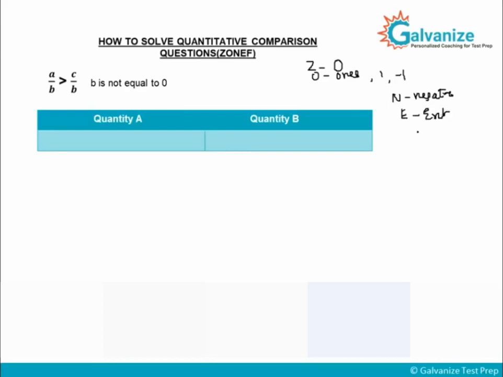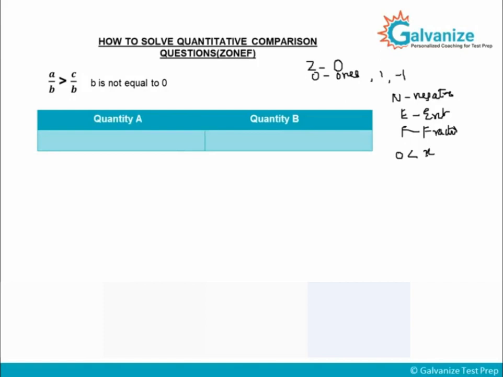So whenever you plug in numbers, make sure you don't restrict yourself with between 0, 1, -1 and all that. You should go for extremes. You can plug in 100 and a -100 also. F for fractions. Fractions in the sense when you have a question like 0 less than x, x is greater than 0, it doesn't always mean that x is an integer. It could be a fraction also.